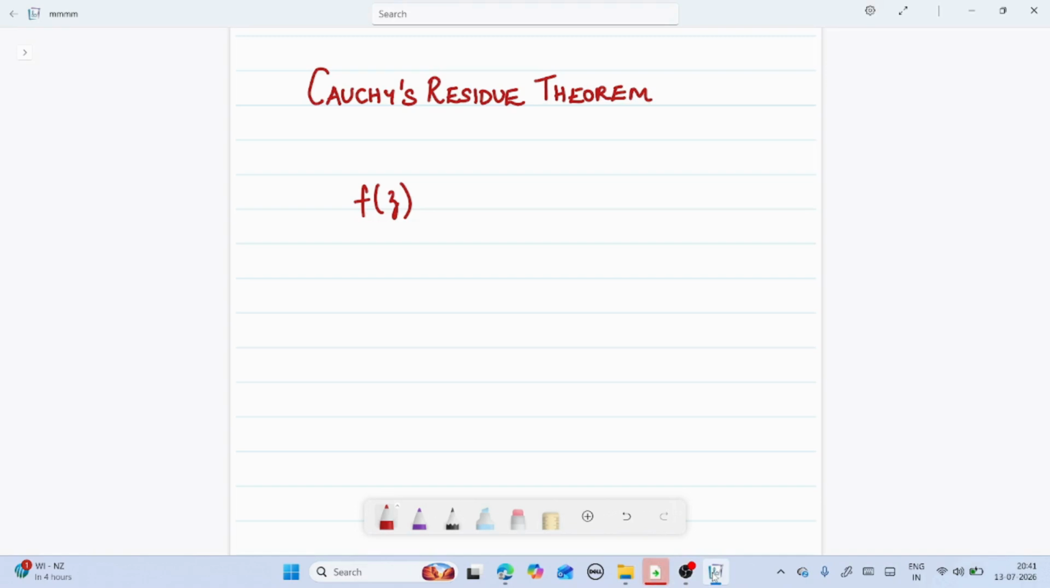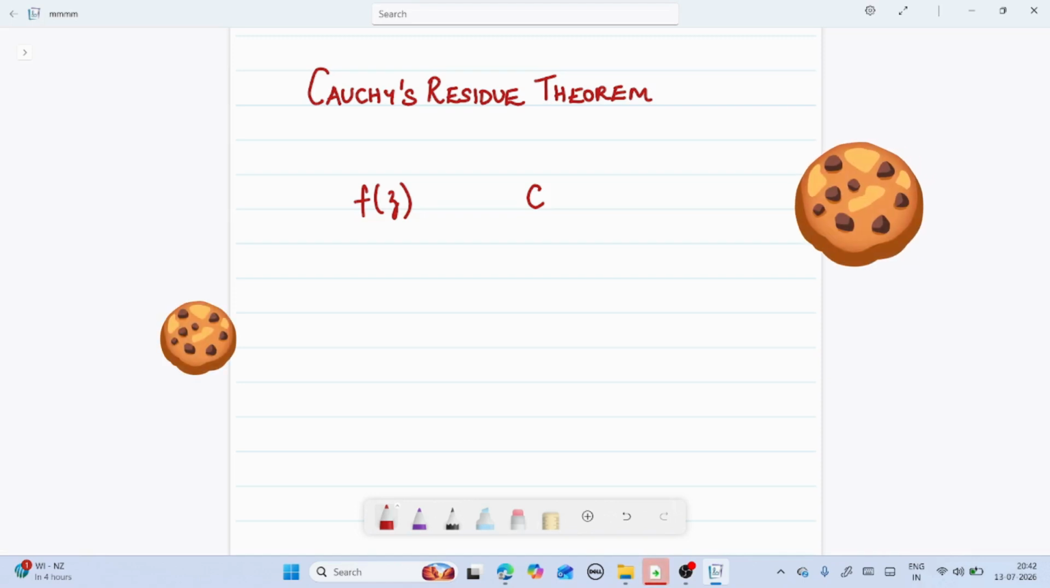In the previous videos, we have seen what a singular point is and what the residue of a singular point is. Now, in this lecture, we will see what Cauchy's residue theorem is and what the application of this theorem is. Let us consider a function f of z and a closed curve C. Before I state the residue theorem, I will give you a hint as to what it says so that you can state Cauchy's residue theorem on your own.